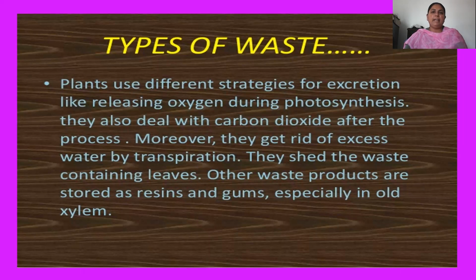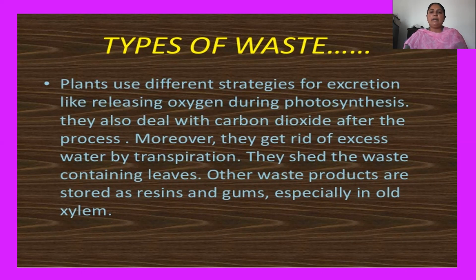Here I want to tell you the types of waste that is generally excreted out by the plants and what kind of strategies they generally use. These plants use different strategies for the purpose of excretion. Like if they want to release oxygen during photosynthesis, they have special types of pores which are known as stomata, and through these stomata, this oxygen goes out.